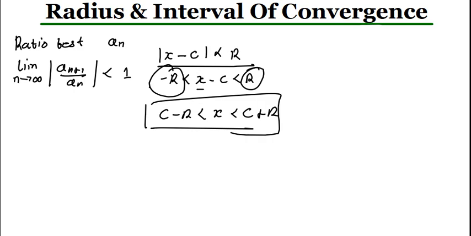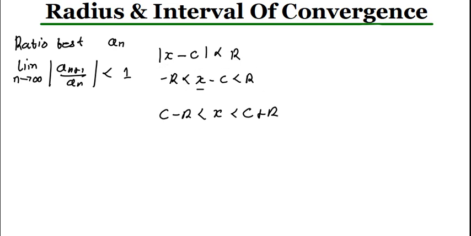There are situations whereby, let me write it this way, for simplicity purposes, let me say this is a and this is b. There are times whereby, let's say you have a less than x less than b. This is the first scenario.